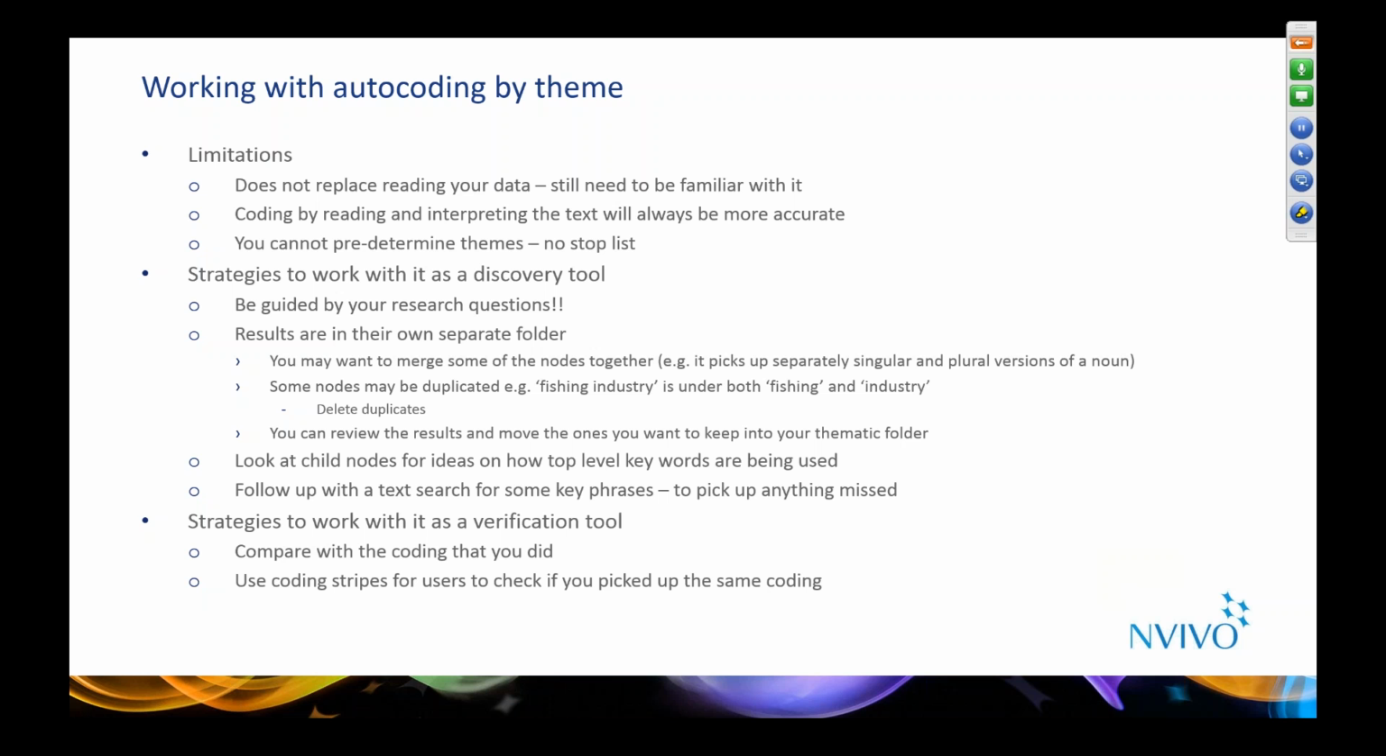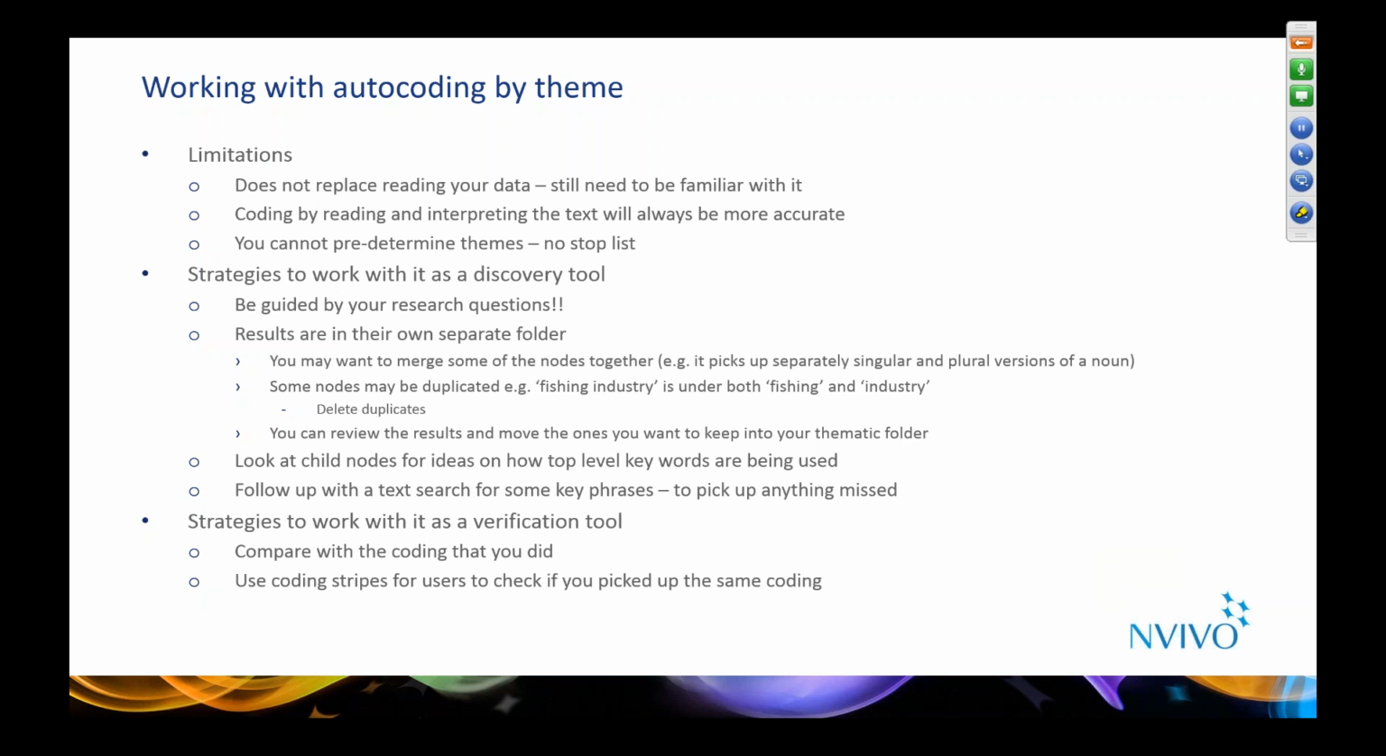And again, I said you need to refine the results. You would need to merge some of the nodes together. Some nodes you'll find will be duplicated. So the example there is fishing industry is both under fishing and industry. In the example you just saw, color scheme was under its own separate heading as color scheme. This is the color scheme of the websites, because that was a lot of hits, but it was also all under color. So you want to get rid of any duplicates.